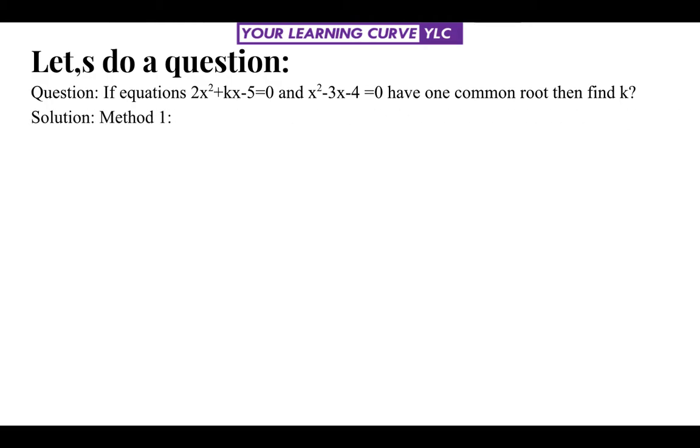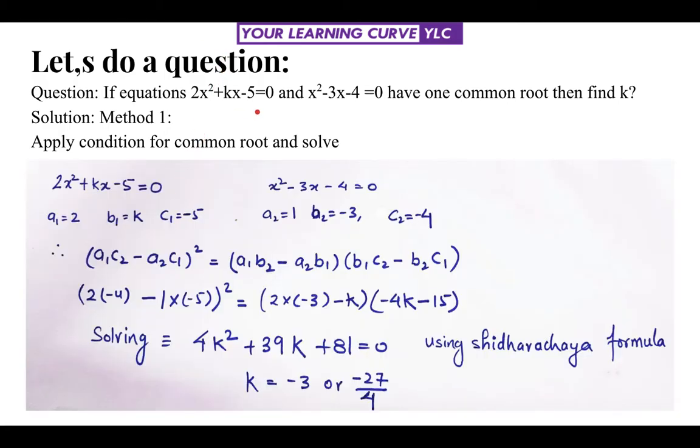There could be two possible methods for solving this question. Method 1 is the longer one. First we will see, you apply the condition for common root. So for applying the condition, you consider the first equation 2x square plus kx minus 5: a1 is equal to 2, b1 is equal to k, c1 is equal to minus 5. From the second you get a2 is 1, b2 is minus 3, c2 is minus 4. Remember to take the signs.